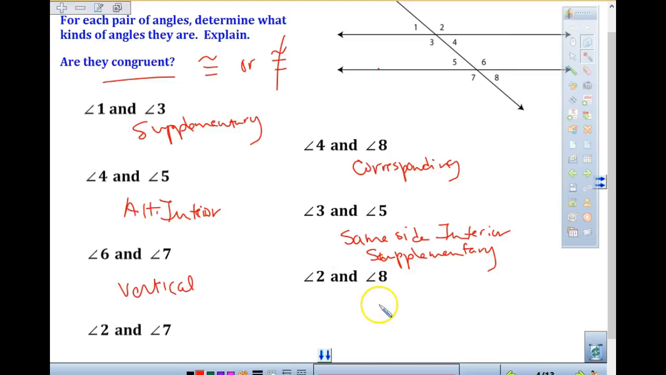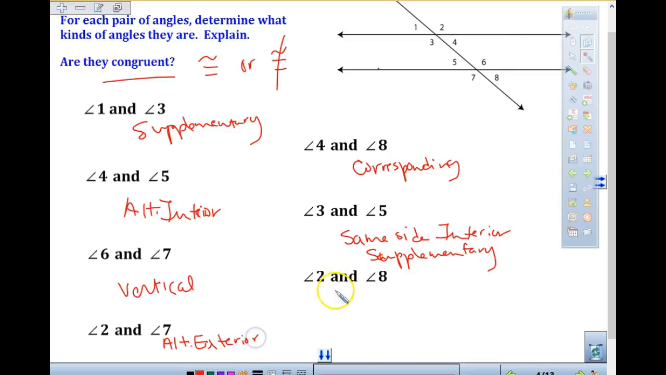2 and 8. Emily and Whitney. Alternate exterior. 2 and 8 are not alternate because they're on the same side. Oh no, that was for 2 and 7. Oh, 2 and 7. Sorry. 2 and 7, I agree. Alternate exterior.